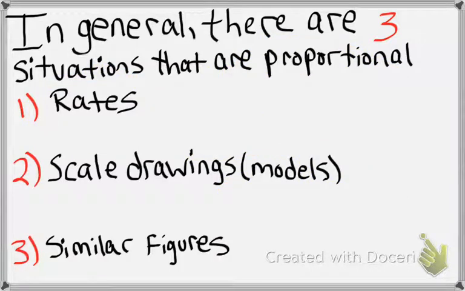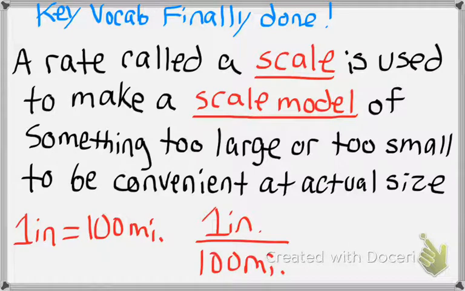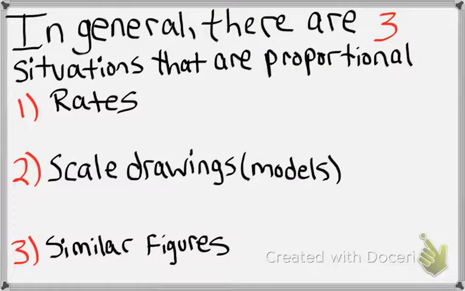Or we can do scale drawings and models. Scale drawings and models are things like maps, model airplanes, drawings or blueprints, but it also could be in the other direction. It could be, let's say, the model of a cell blown up really big so we could see it, or a drawing of an atom. So scale drawings and models represent something either too big or too small. A rate called a scale is used to make a scale model of something too large or too small to be convenient at actual size. In other words, if we're describing an atom, we wouldn't be able to point and poke it and label things because it's too small.